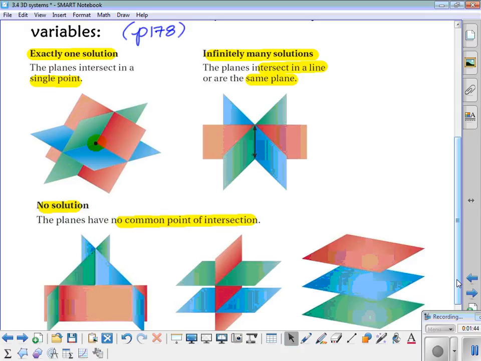So just like our 2 equations, it's very similar. You could have one, you could have infinitely many, or you could have no solution, right? That's still possible when we have 3 variables.